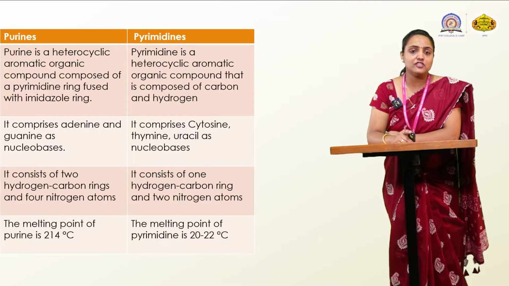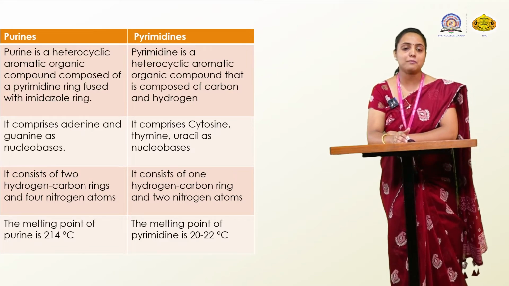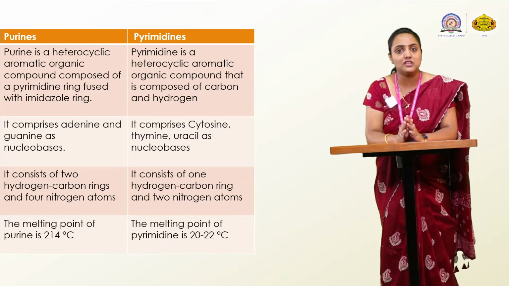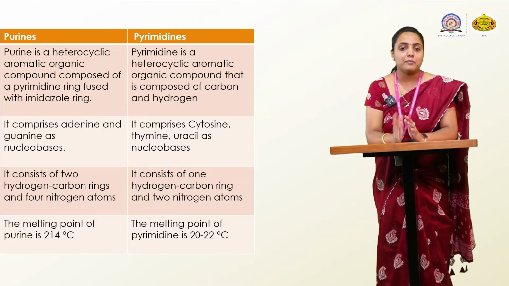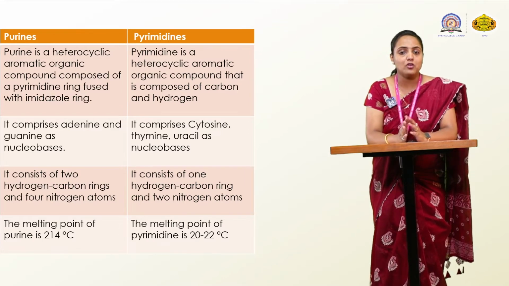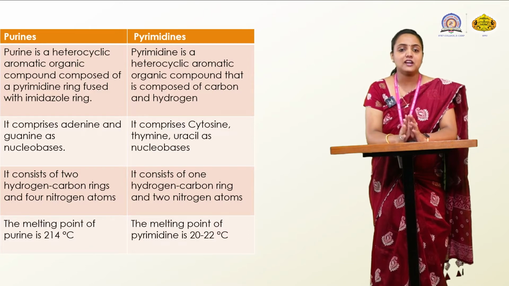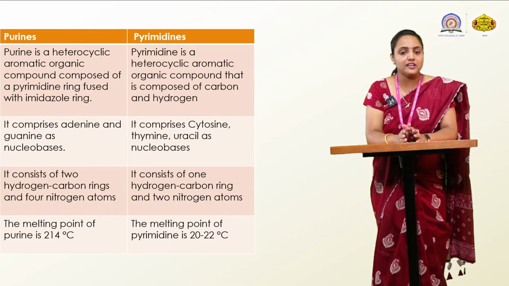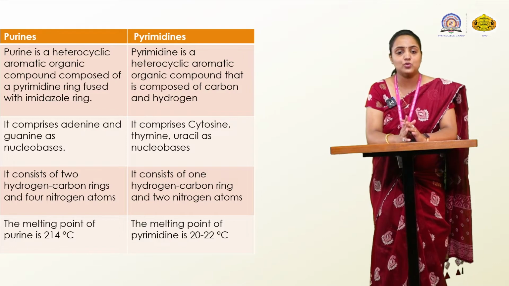What are the distinguishing features of purines and pyrimidines? Purines are heterocyclic aromatic organic compounds composed of a pyrimidine ring fused with an imidazole ring. Pyrimidines are also heterocyclic aromatic compounds, composed mostly of carbon and hydrogen. Purines comprise adenine and guanine. Pyrimidines comprise cytosine, thymine and uracil.